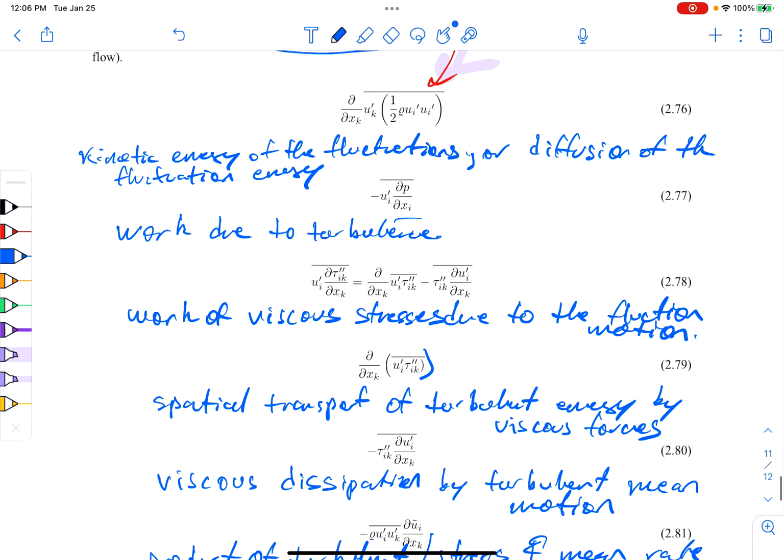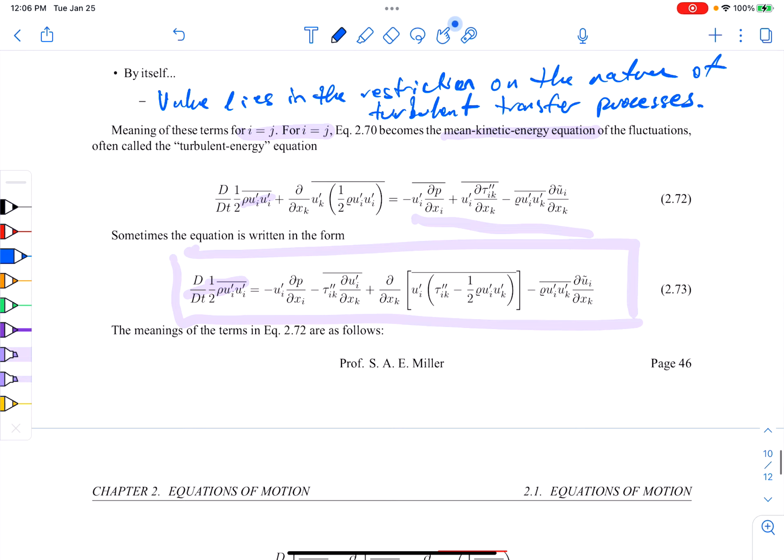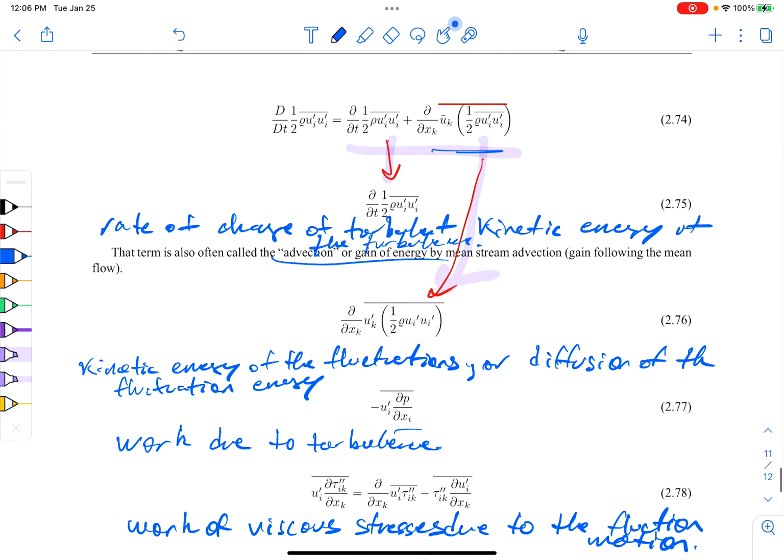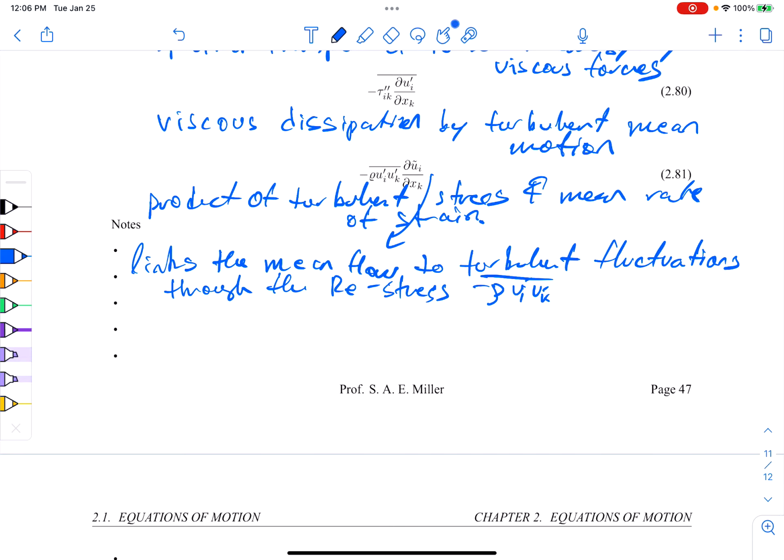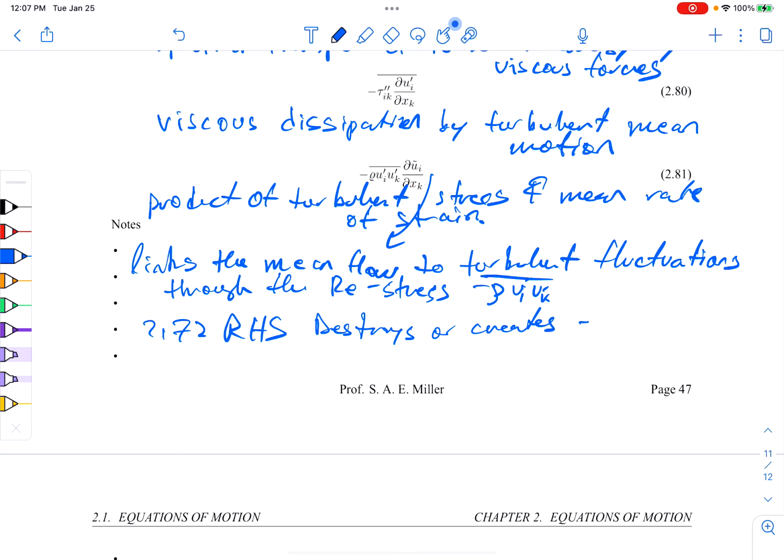So if we go back and look at the major equation, and scroll down again, 2.72, all the terms on the right-hand side, except the transport terms, are going to act to destroy or produce the turbulent kinetic energy in the flow. That's important, and that just depends on their sign. The 2.72 right-hand side destroys or creates energy in the flow.